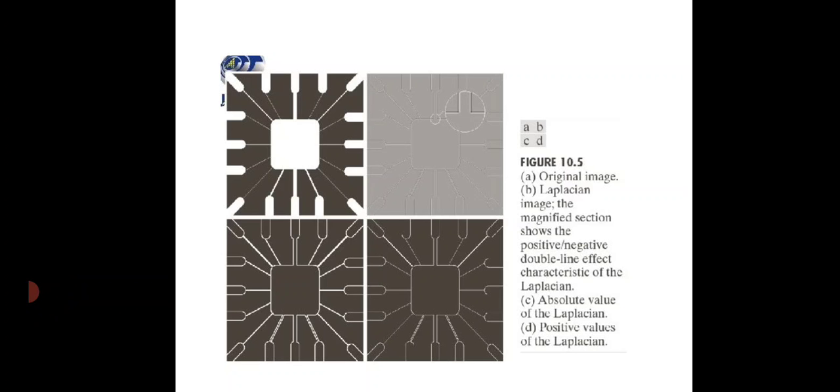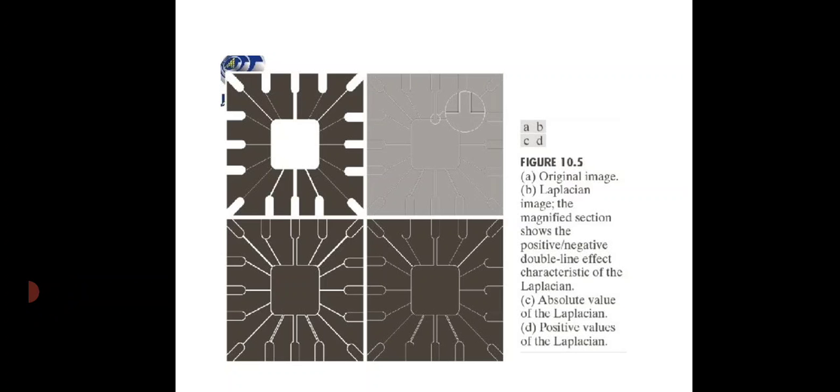Because the Laplacian image contains negative values, scaling is necessary for display. As the magnified section shows, mid-gray represents 0, darker shades of gray represent negative values, and the lighter shades are positive. The double line effect is clearly visible in the magnified region. At first, it might appear that the negative values can be handled simply by taking the absolute value of the Laplacian image. However, figure C shows this approach doubles the thickness of the line.